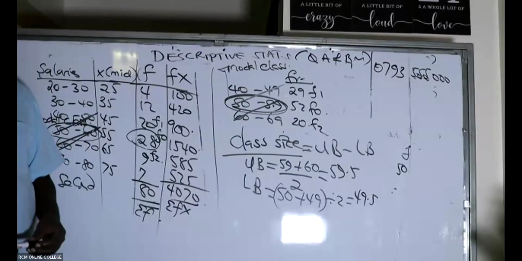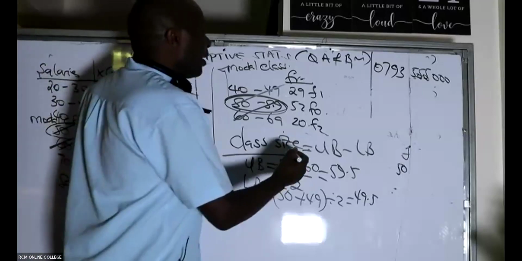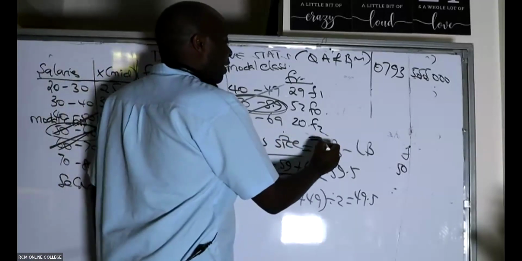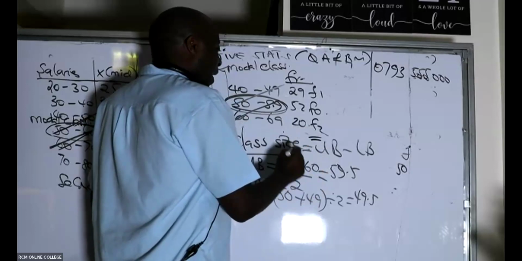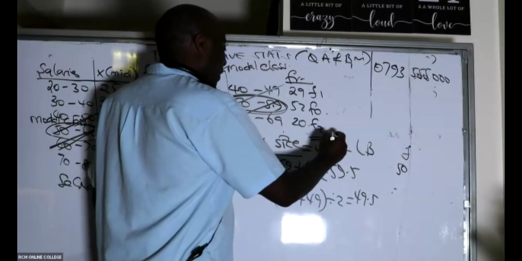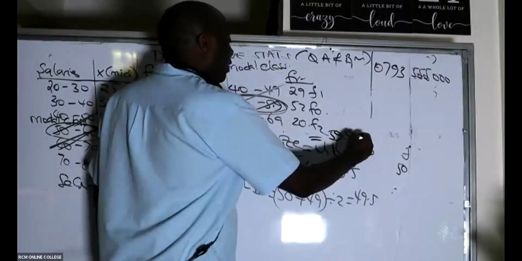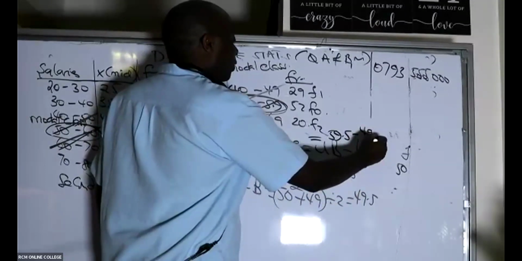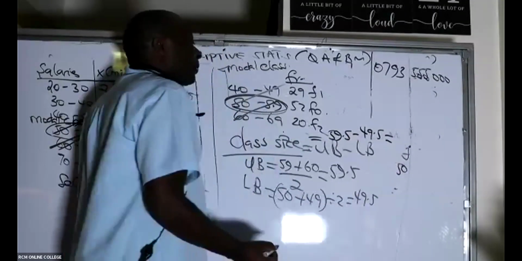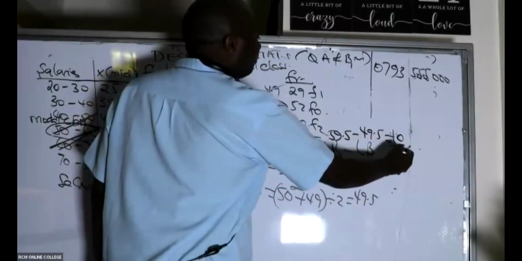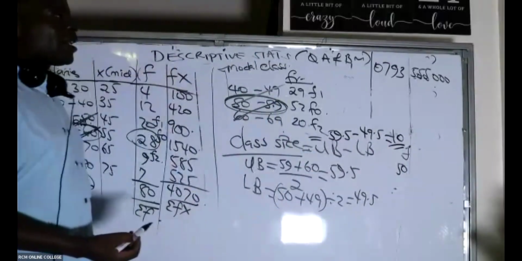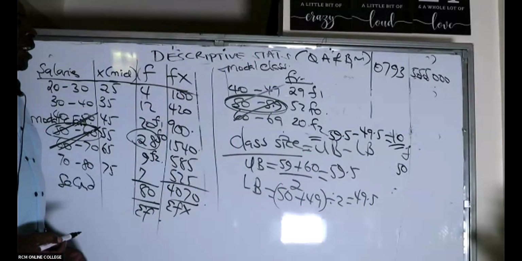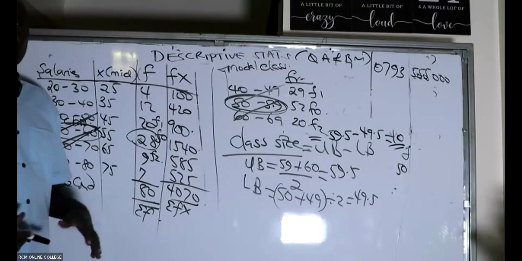49.5. And ladies and gentlemen, once I get this, I should be able to give yourselves the class size, where the class size will be the upper boundary, which is 59.5, minus the lower boundary, which is 49.5. 59.5 minus 49.5 is 10. And once I now get that, now I'm at home.